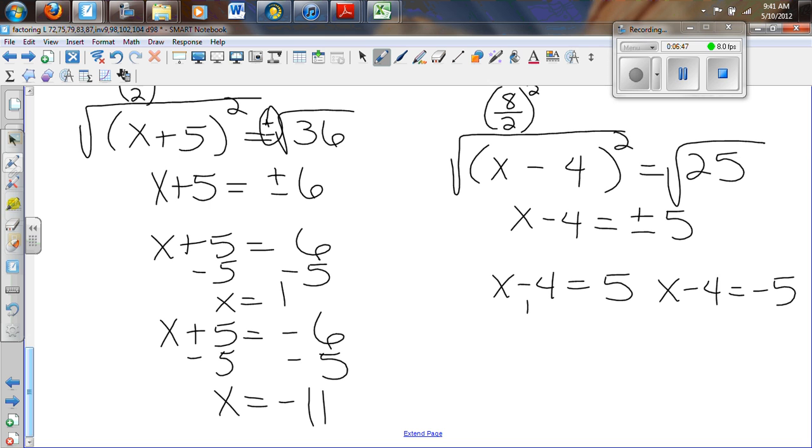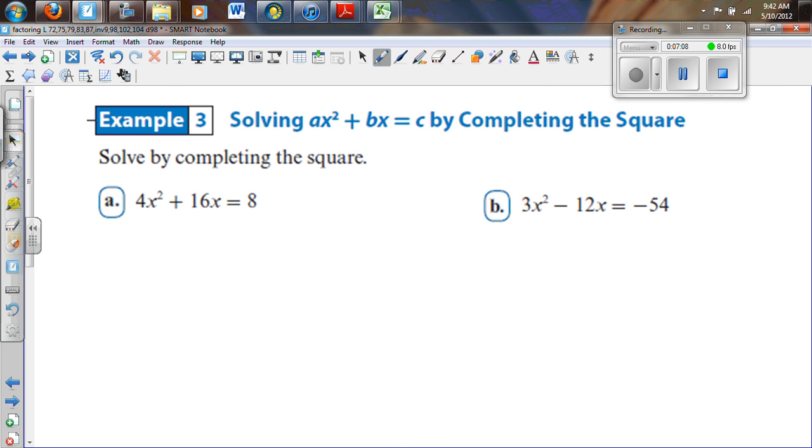So add 4 to both sides. And so x equals 9. Or add 4 to both sides, and x equals negative 1. So two possibilities here. So solve these by completing the square.